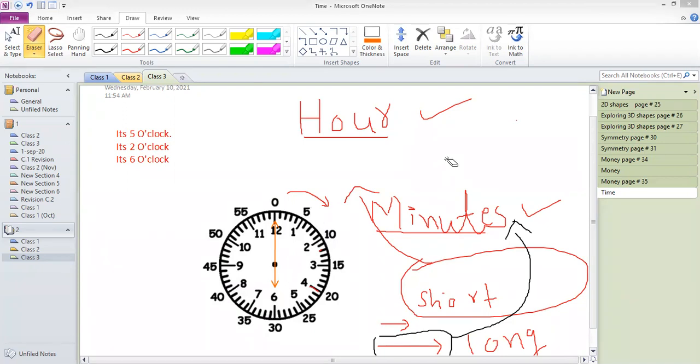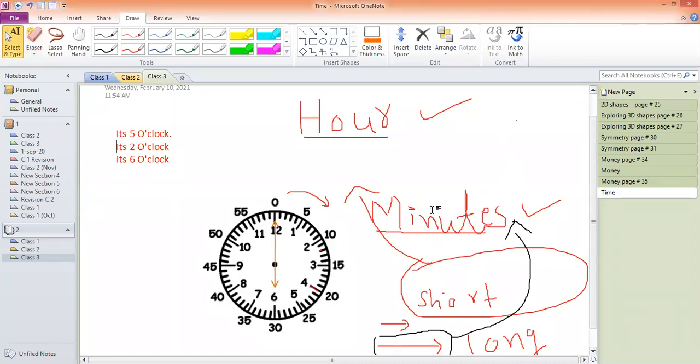Okay, let's move further. So you know that it is very easy to read the time. If the hour hand is at 6, that means you are going to tell the time that it's 6. 6 what? For that you will check the minutes. For minutes you will check the long hand. If it is at 0, you will say it's 6 o'clock.